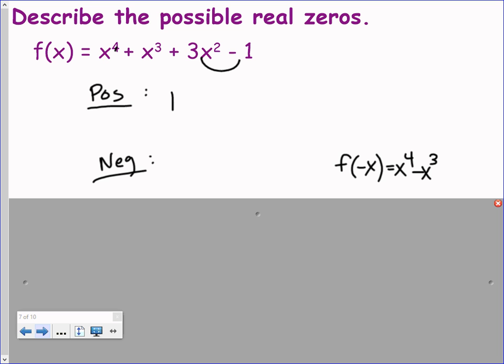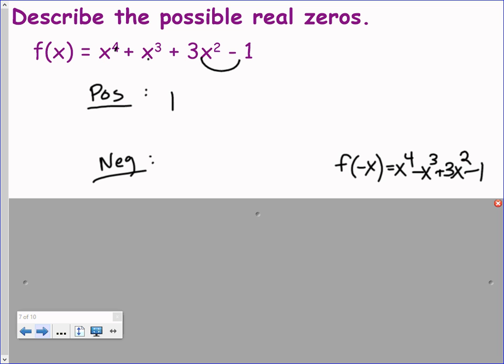Plus 3x squared, negative x squared is going to be just positive x squared. When I multiply it by plus 3, it will still be plus 3x squared, so no sign change. And then this one won't have a sign change because it has no x. Okay, so the only term that changed signs was the one with an odd exponent, x cubed.